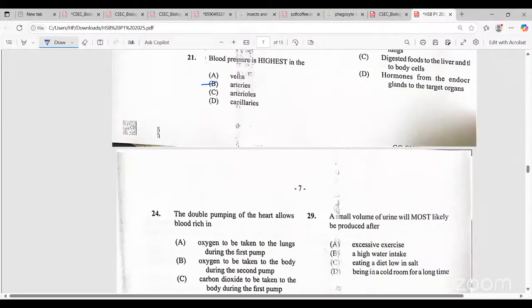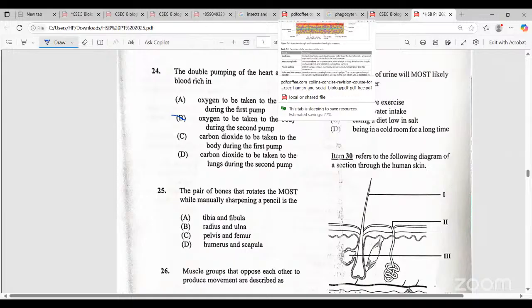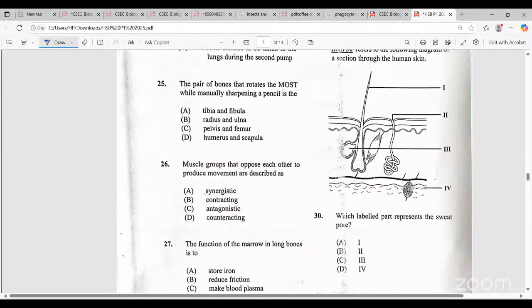24, the double pumping of the heart allows blood rich in oxygen to be taken to the body. It's during the second pump. That is B. 25, the pair of bones that rotate the most while manually sharpening a pencil. And that's the bones in the forearm, which is the radius and the ulna.